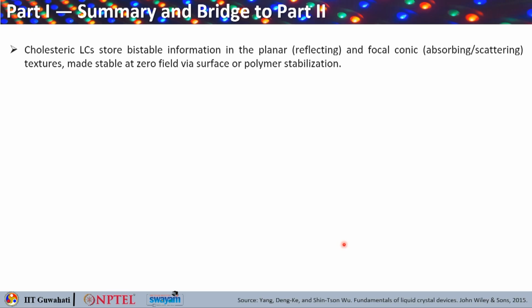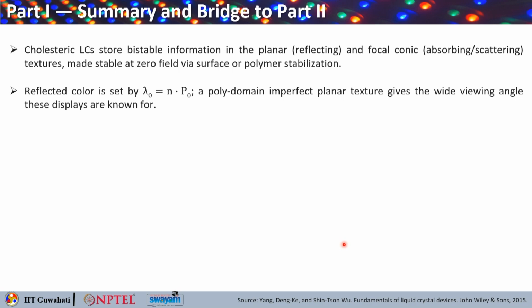So here is a summary for this part: we understood that cholesteric liquid crystals store bistable information in the planar, which is basically a reflecting state, and the focal conic, which is an absorbing or scattering texture. These are made stable at zero field via surface or polymer stabilization.